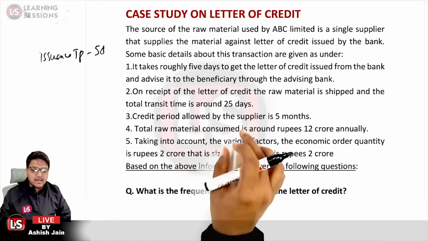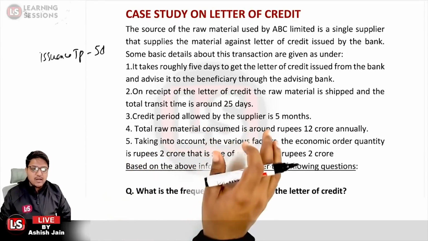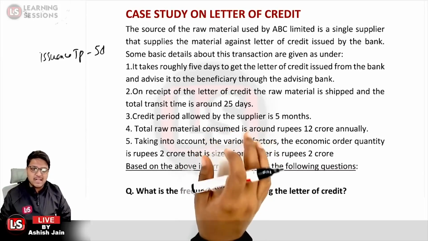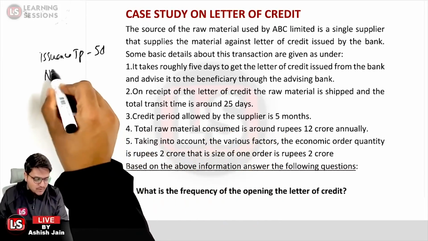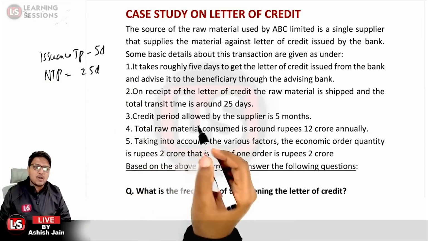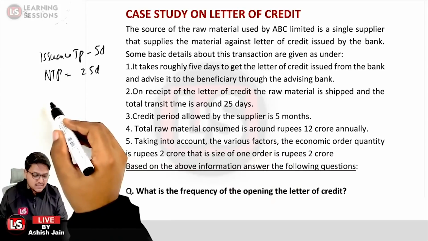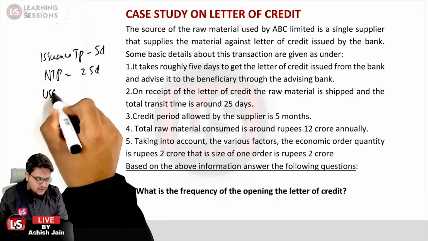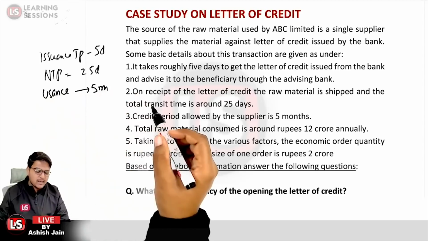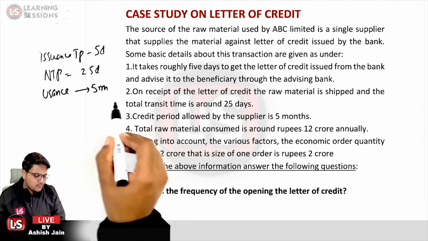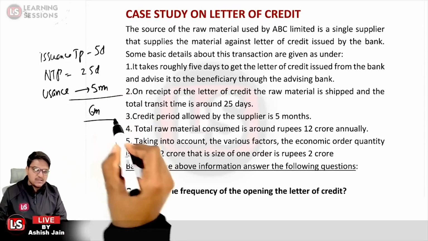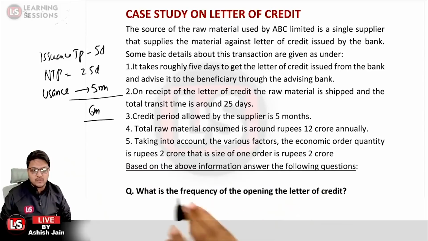It's related to the time period from when the documents have been negotiated till the nostro account of the bank is credited. That is the NTP period, the normal transit period, given to be 25 days. Further it is mentioned that the credit period allowed by the supplier is 5 months. That is a usance LC, and the usance period is 5 months. So what does it indicate? It indicates that the letter of credit will be open for at least 6 months, even if there is no overdue. Is that clear?